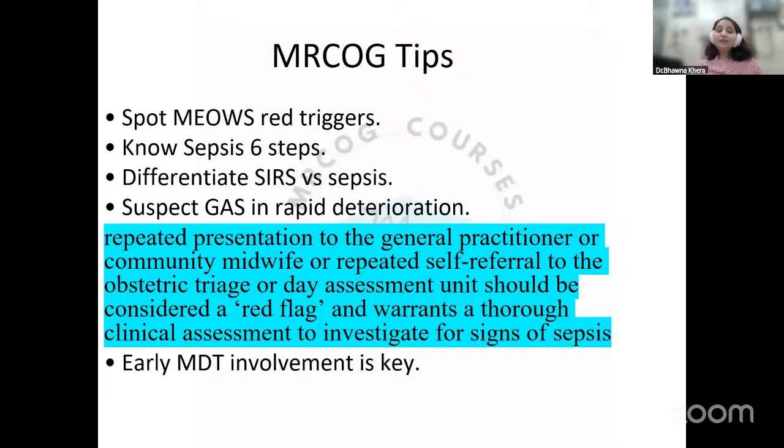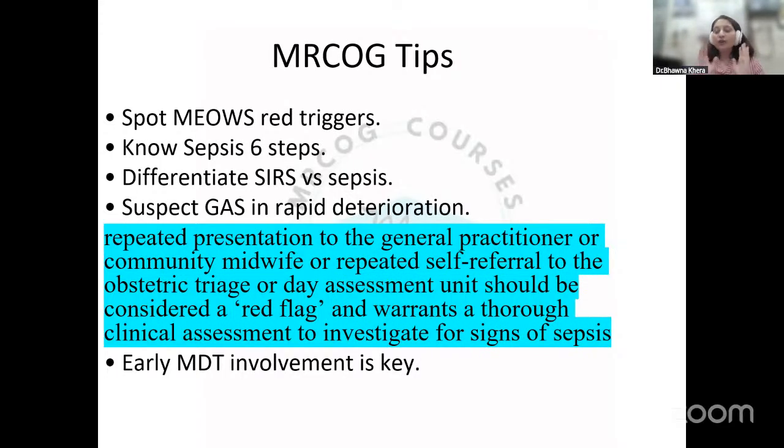Now, these are a few tips which you need to remember. Spot MEOWS red triggers. Whenever you have a MEOWS chart, especially in your part 3 exam, where they put up long sheets and there is a MEOWS chart as well, you start searching, oh my God, what do I have to read and what don't I have to read.